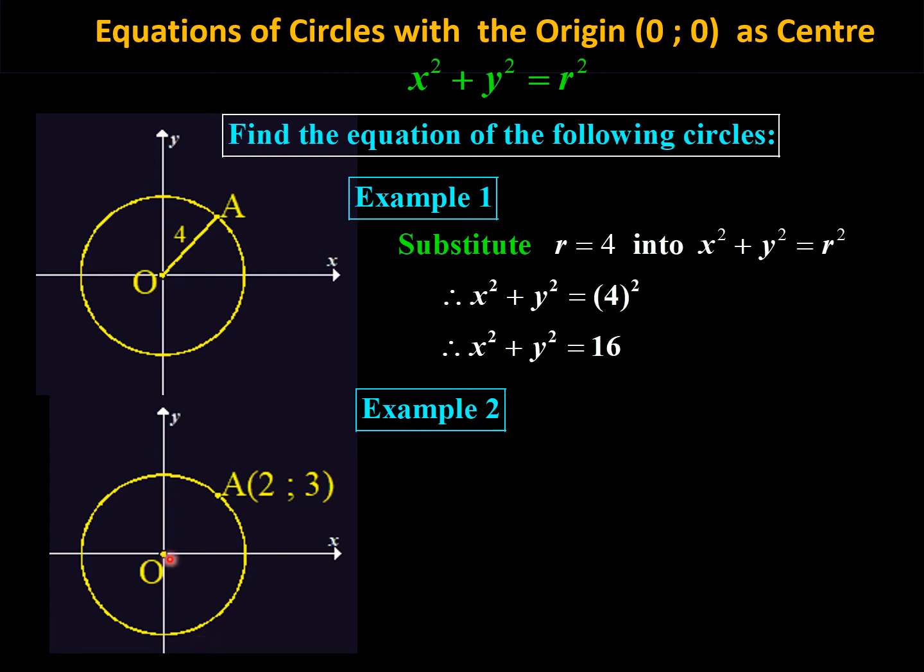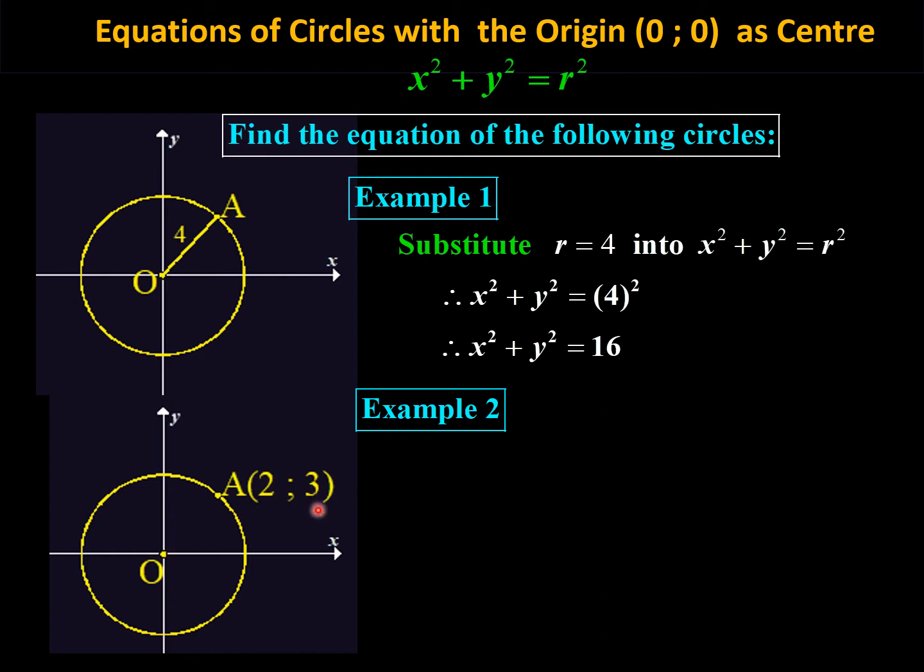Here we again have a circle, and the center is at the origin, but we are not given the length of the radius. We're given a point on the circle. So let's see what we have here. We can still use this formula, because this formula is the formula for having a circle with the center at the origin.